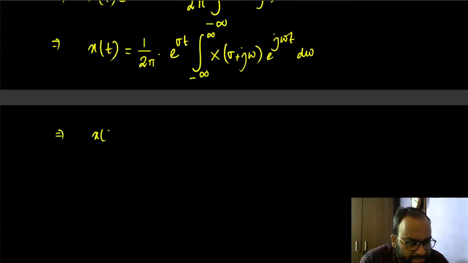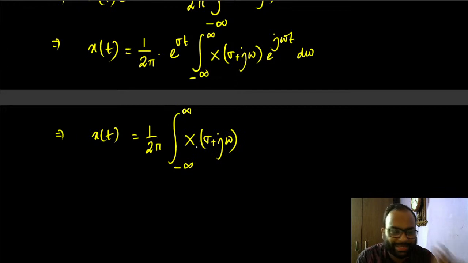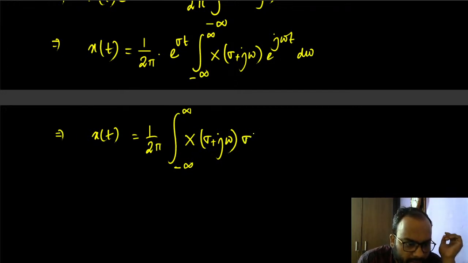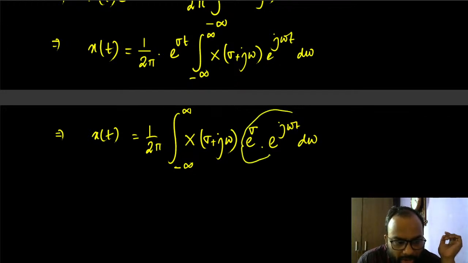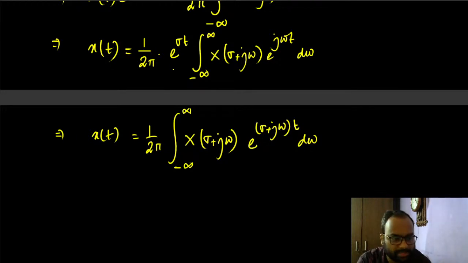So we are saying that x(t) is equal to 1 by 2 pi integration from negative infinity to positive infinity, and we have X(sigma plus j omega). Of course, we're just doing scalar multiplication, so order is not important. Then we have e to the power sigma t times e to the power j omega t d omega, and obviously these two can be combined, and we can write it as e to the power (sigma plus j omega) t. That's obvious, right? Since this is irrespective of omega, that can actually go inside, and we are writing it that way.